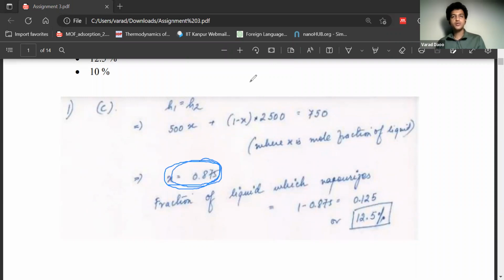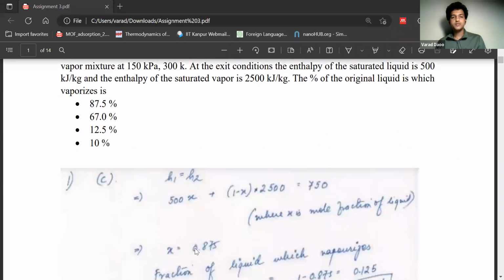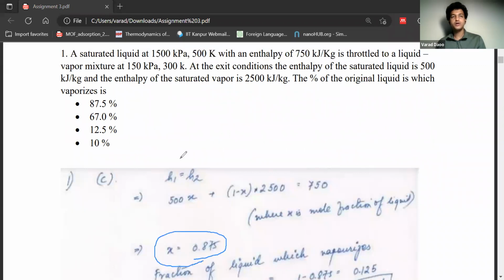Okay, but this is what amount of liquid. So what we are asked, we should go again and try to find what it is that we have. 87.5% of the total amount of liquid has remained in the liquid, right? But what we are asked is the percentage of original liquid which is vaporized. So which is vaporized, it will be 1 minus x, right?